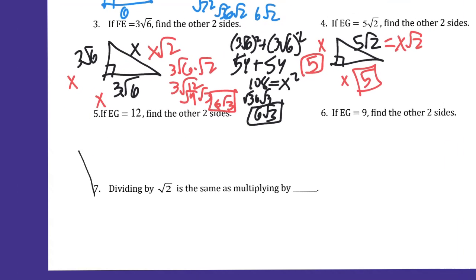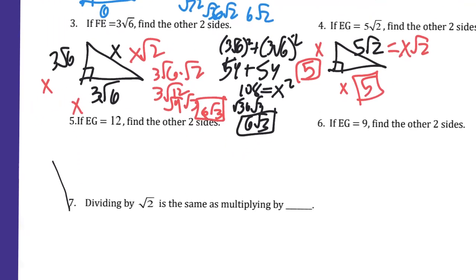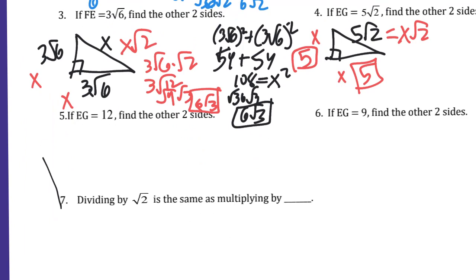So EG is going to be 12. Now, where does EG live? EG is the hypotenuse. So if EG is the 12, we've got to find the other two sides. So I'm going to call them x, x, and x root 2. We've got to figure out what the legs would be. If we solve this equation, we're going to find the value of x, which is going to be the other two sides. So we're going to divide both sides by the square root of 2.